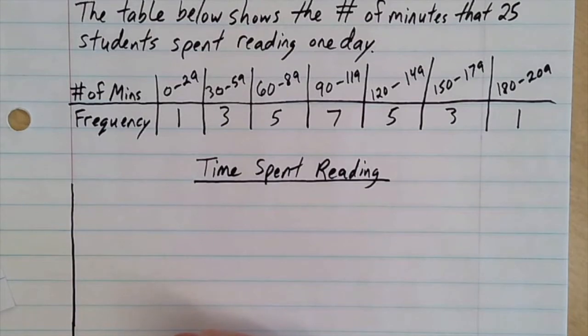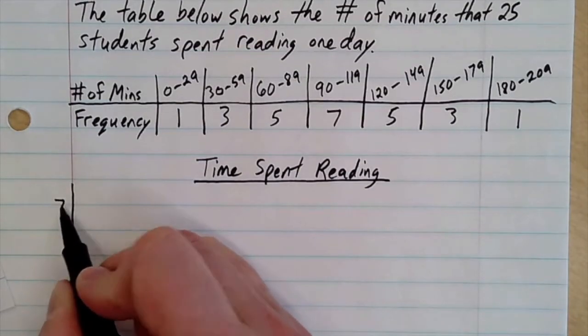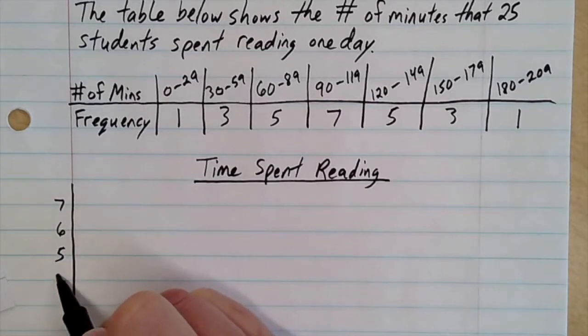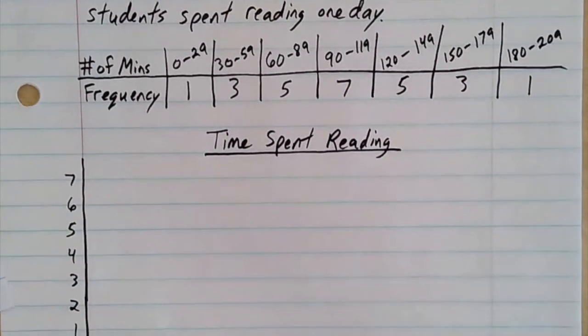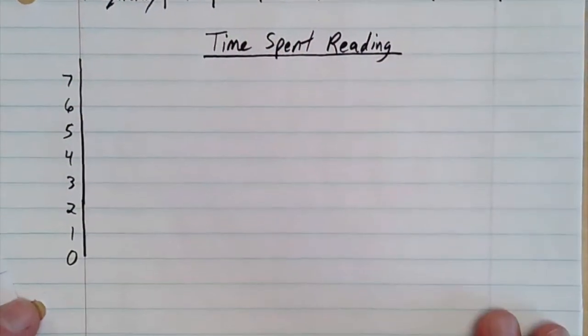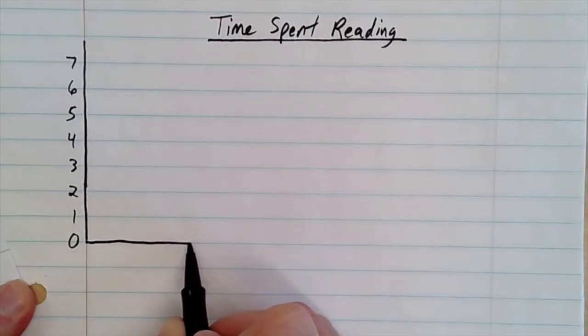Let's see here. If I go to, we'll make this one 7, 6, 5, 4, 3, 2, 1. This one would be 0. So I kind of made sure I had enough room to make this on my paper. If this is 0, then I can trace the blue line coming over here.